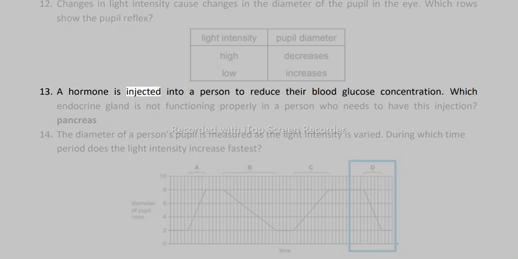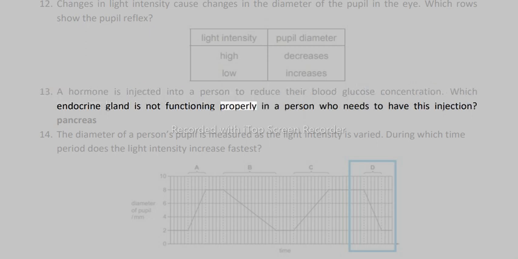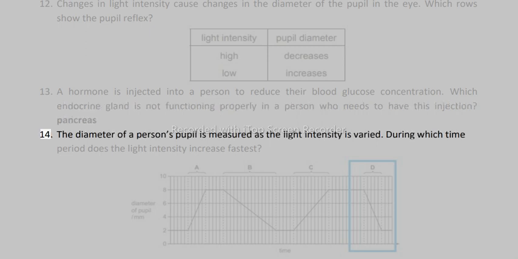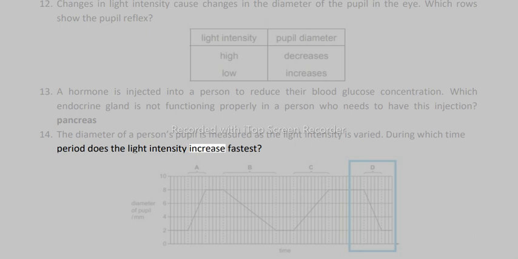13. A hormone is injected into a person to reduce their blood glucose concentration. Which endocrine gland is not functioning properly in a person who needs to have this injection? Pancreas. 14. The diameter of a person's pupil is measured as the light intensity is varied. During which time period does the light intensity increase fastest?